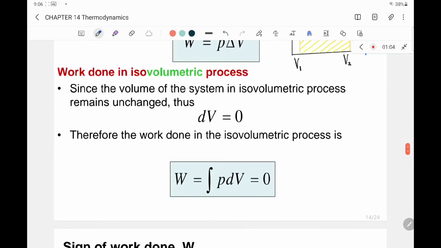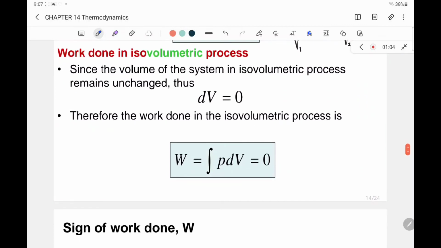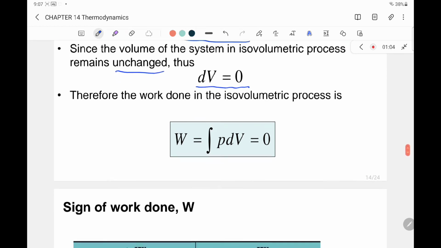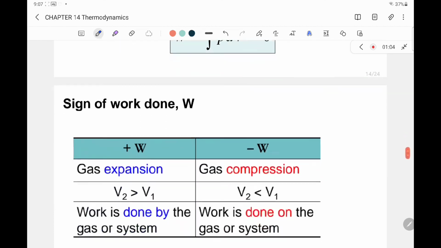Work done in isovolumetric process. Since the volume of the system in isovolumetric process remains unchanged, dV is equal to 0. So work done is the area under the graph, the integral of P dV, which is equal to 0. There is no area under the PV graph for the isovolumetric process. So work done is equal to 0.